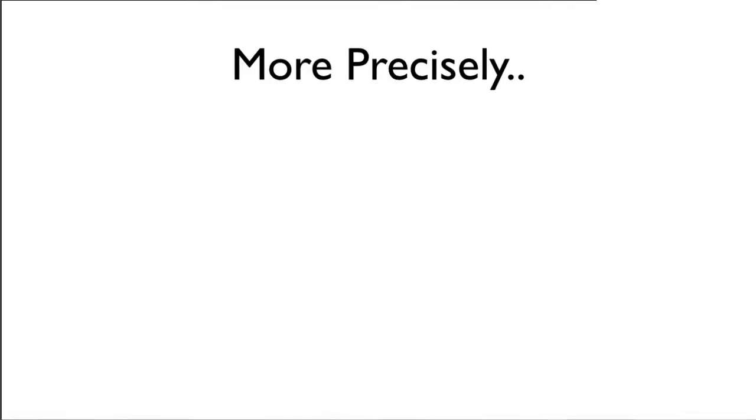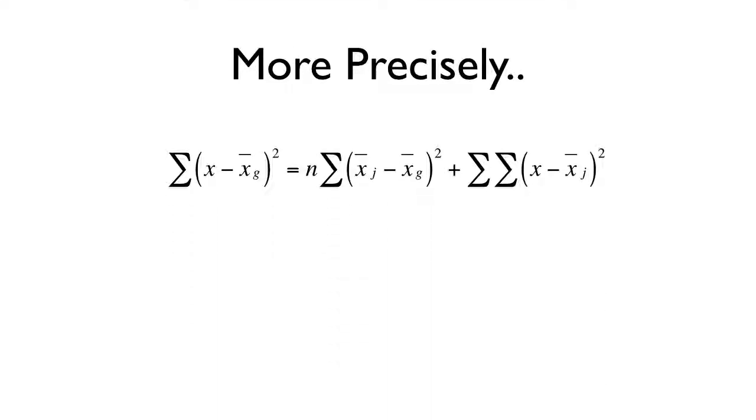Or we could do this more precisely, which is that. This is the sum of squares total: the sum of each score minus the grand mean squared. This actually equals the sum of a group mean minus the grand mean squared, all summed together, times n, number of observations. I'm just going to weight it by number of subjects per group.